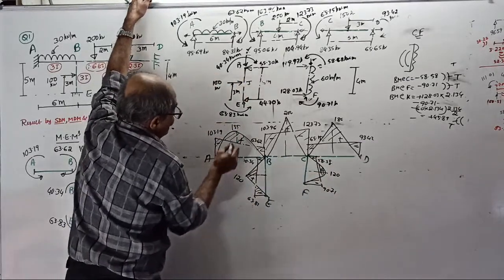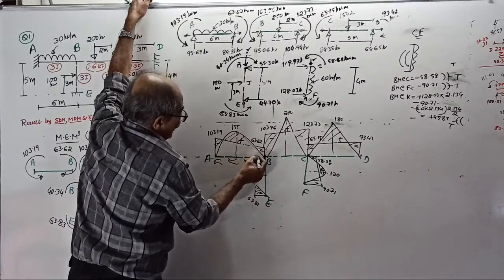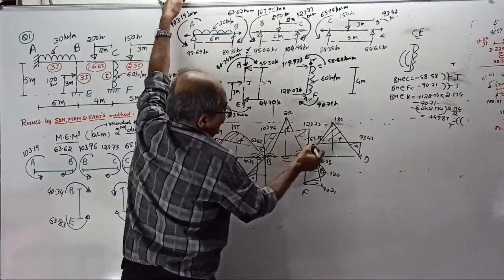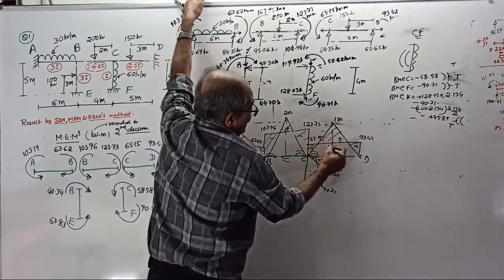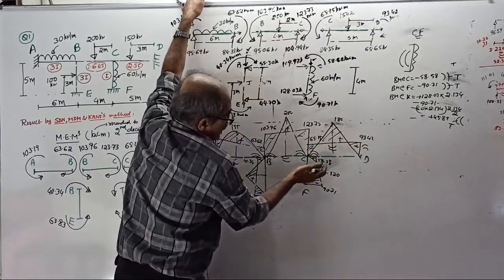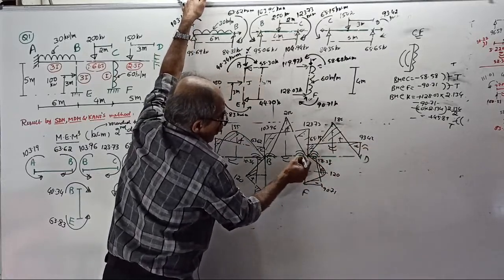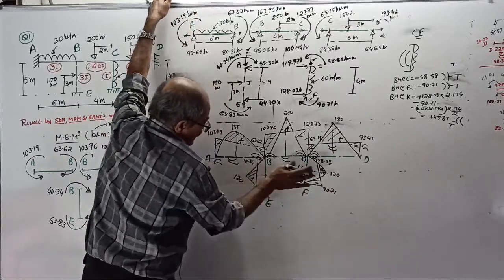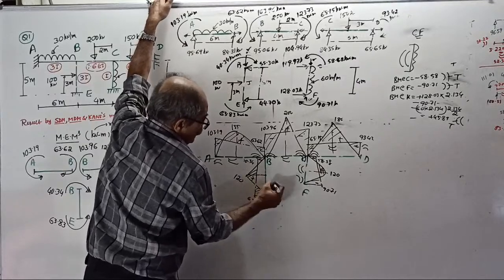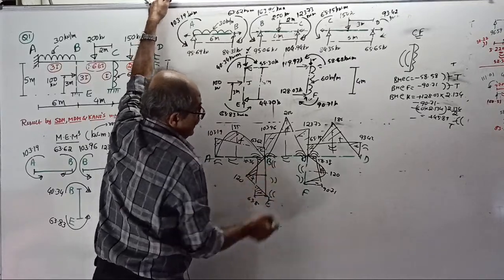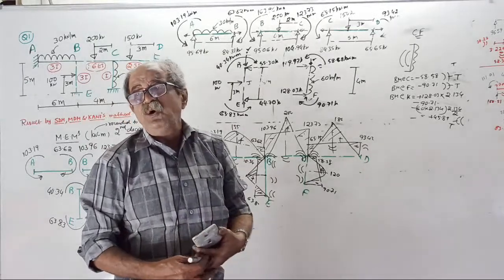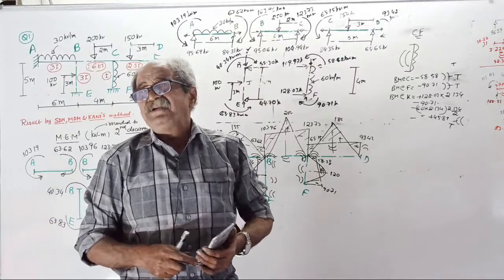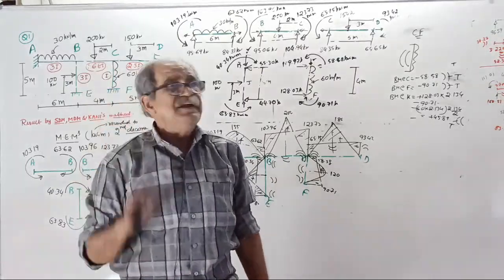Negative, hogging. Positive, sagging. Negative, hogging. Here this is sagging, negative, hogging. This is what academically people do in the examination. What we have drawn as BMD on the tension side, that is practical oriented.